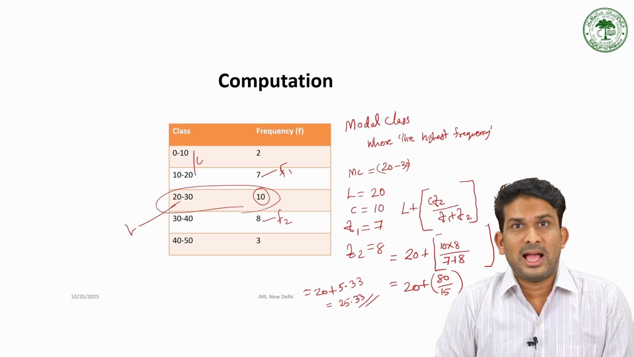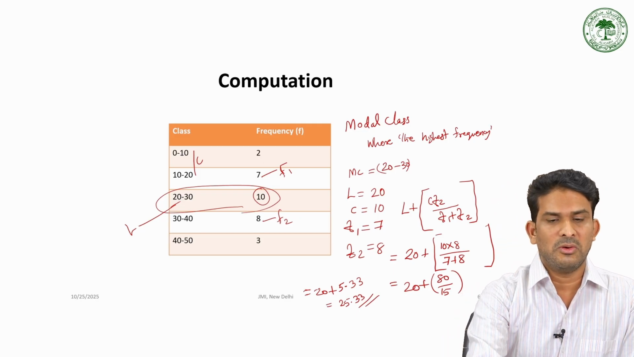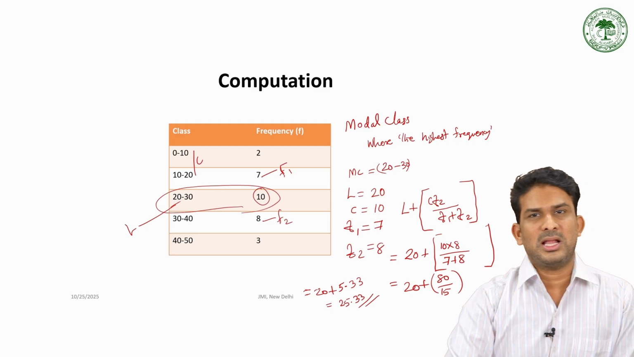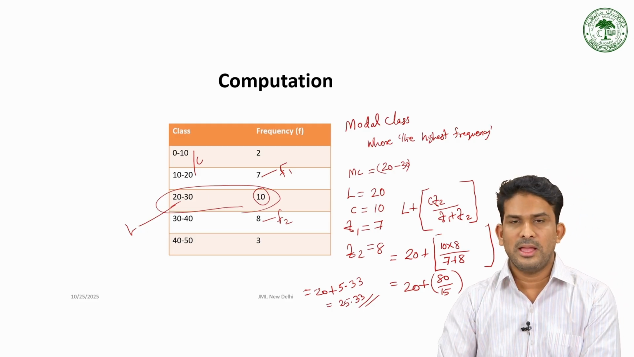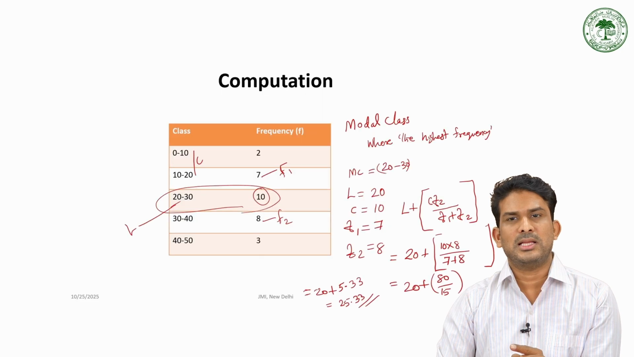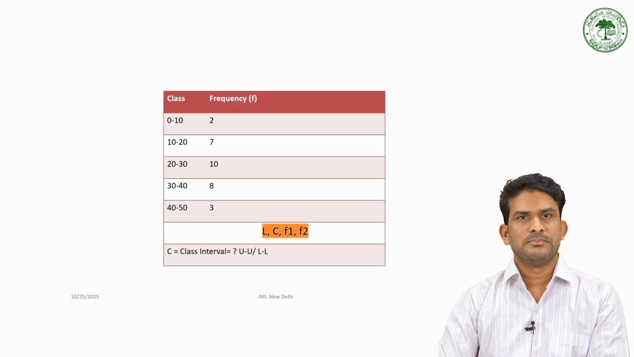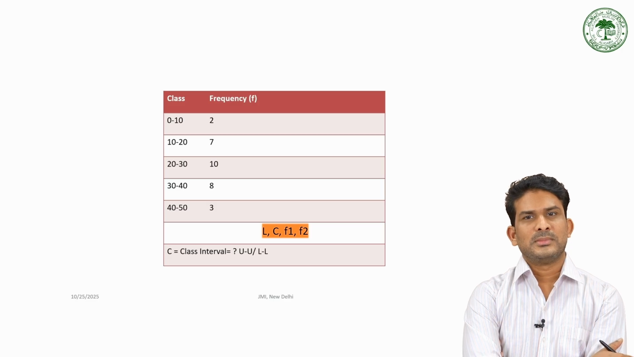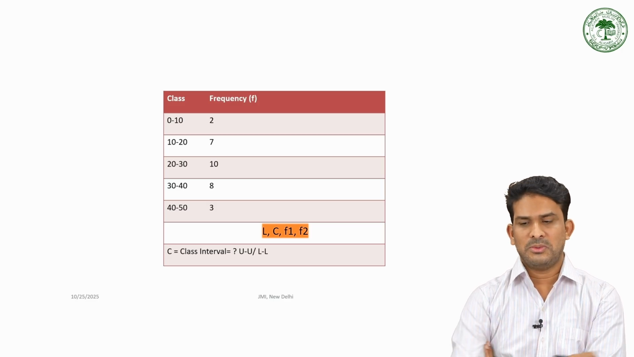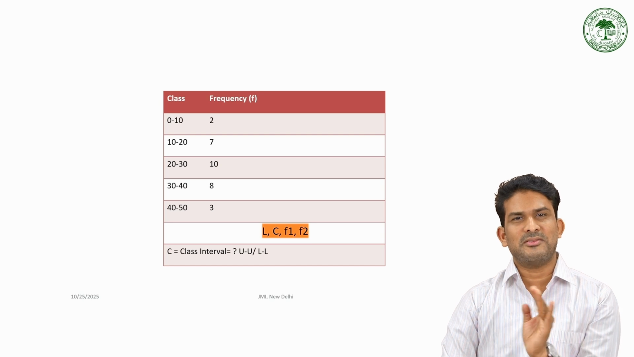See the concern with below. Below does not mean it is given below. It is just a smaller class, the preceding class. Okay. Above, F2 is the frequency of the class above the modal class. That is just above the modal class. Okay. Now again, you can do this again. You can try once again.